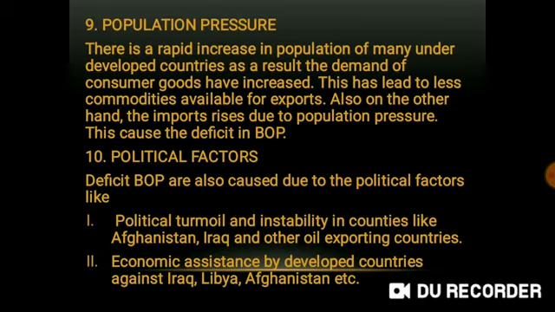The ninth cause of adverse balance of payment is population pressure. Population pressure simply means rapid increase in population. This situation has been experienced by many underdeveloped countries all over the world. Whenever there is an increase in population, there will be an increase in demand for all the consumer goods, be it food items, clothes, or different furniture. So the demand for all of these items increases. As a result, the domestic country has to depend upon foreign countries for all of these items.